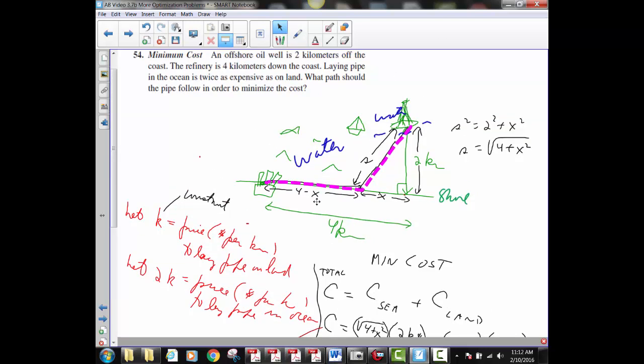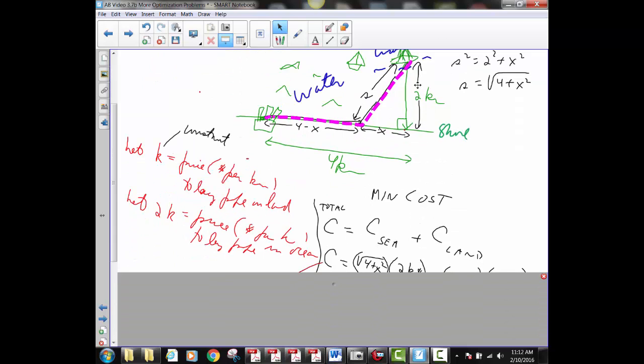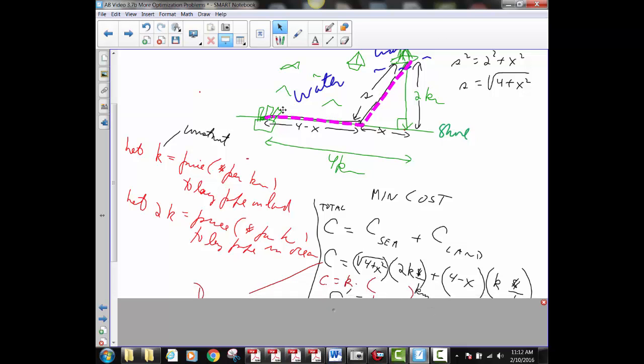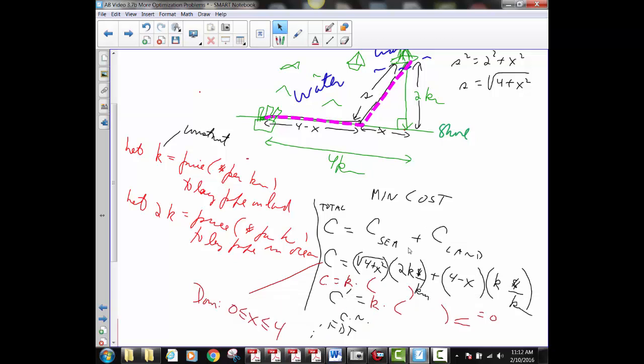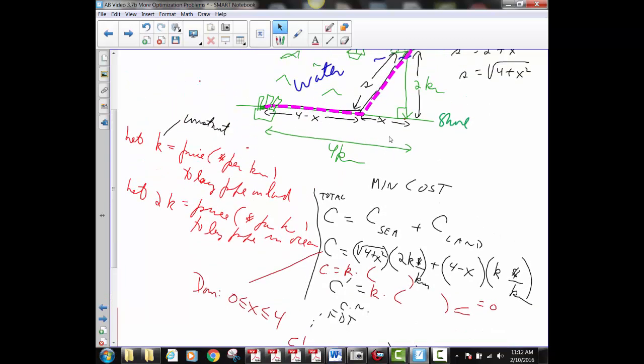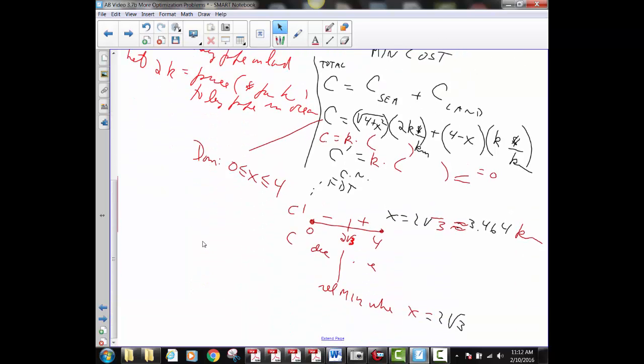Now, we want to minimize the cost, so we want to minimize the cost of laying the pipe in the sea plus laying the pipe on land. The length of the pipe in the sea is s, which is the square root of 4 plus x squared. The cost is 2k dollars per kilometer. The length on land would be 4 minus x kilometers, and its cost is k dollars per kilometer. The domain of x would have to be between 0 and 4. x could be 0, it could be 4, it could be one of the extreme values.